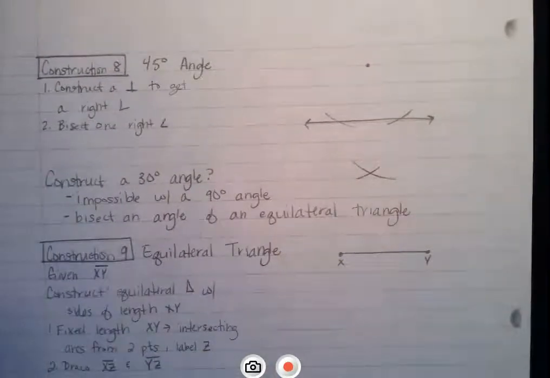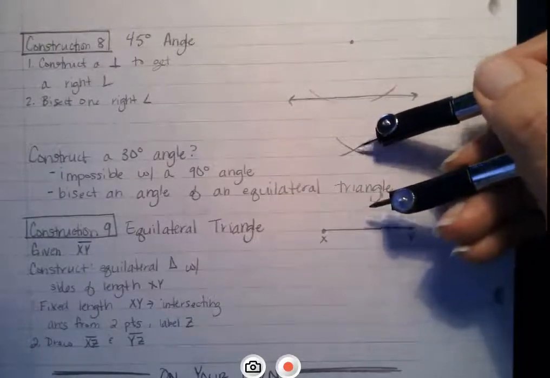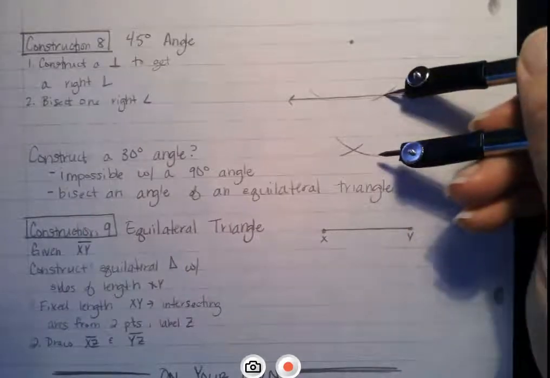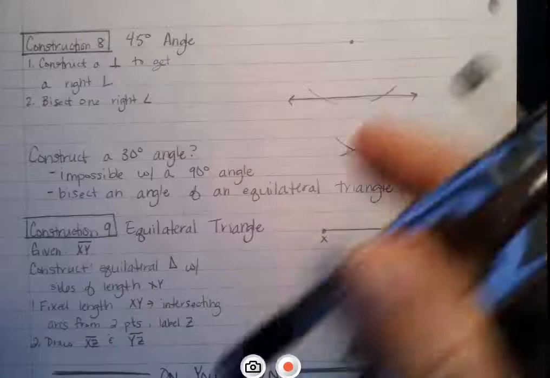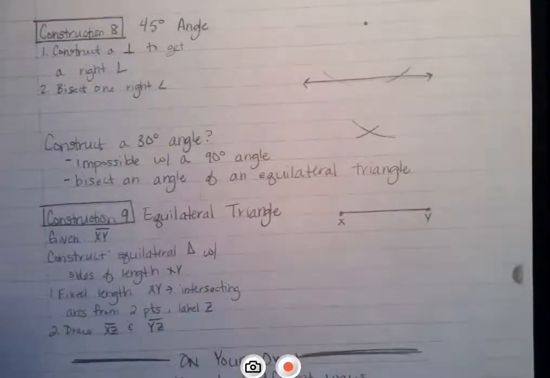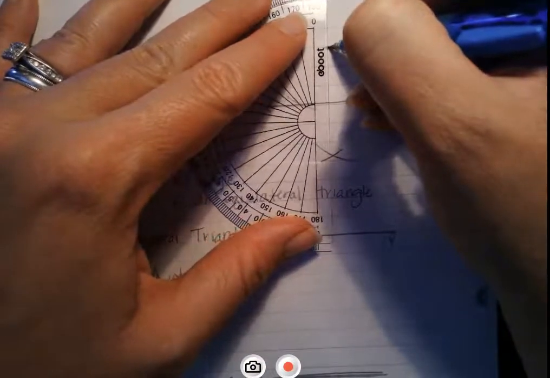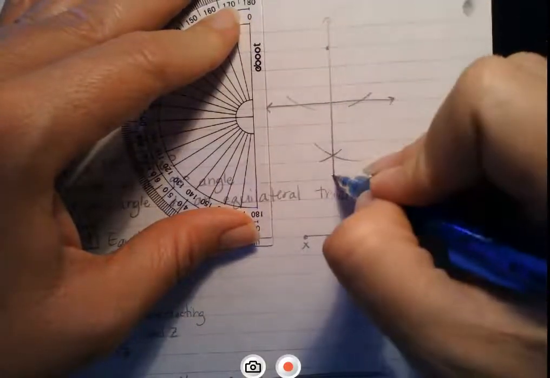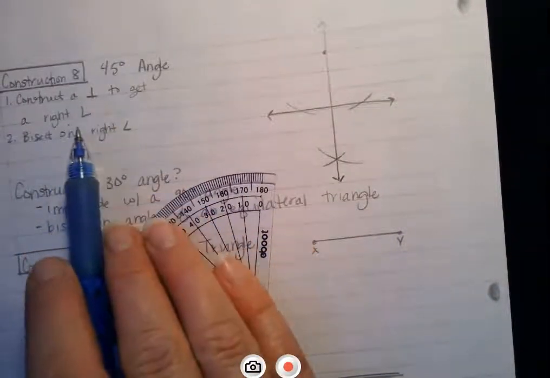A lot of times you'll notice I move my paper and not my hand, not the compass. Okay, so are we good with our point of intersection below? Okay, and then we can use our ruler or our straight edge to connect those points. This is what we did for 7. This is how we construct a 45-degree angle: we construct a perpendicular to get a right angle, and then we bisect one right angle.